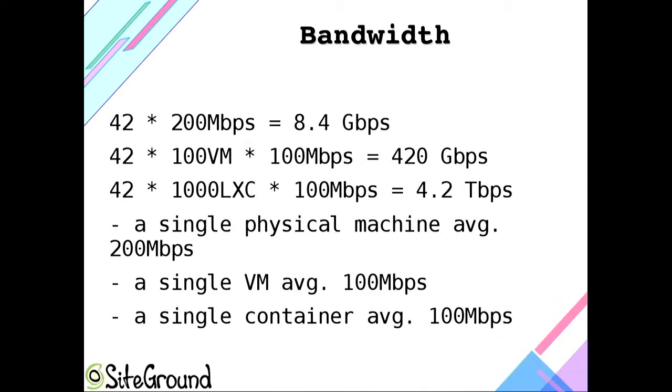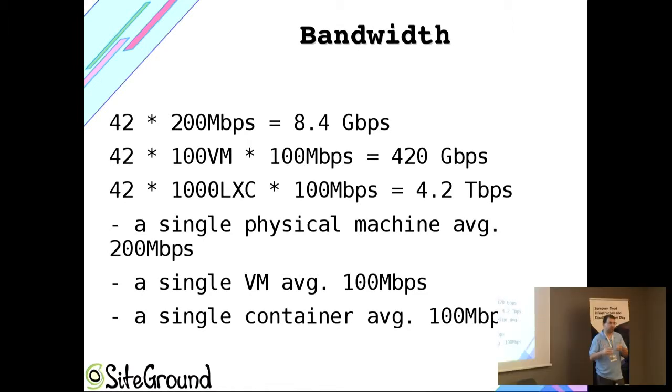Then, what about the switching of this thing? 42 machines with 200 megabits average, 8.4 gigabits. It's not bad, it's not a problem. Probably all switches should handle this. But 420 gigabits switching, you need a little bit, and you cannot go with the cheapest switches now.